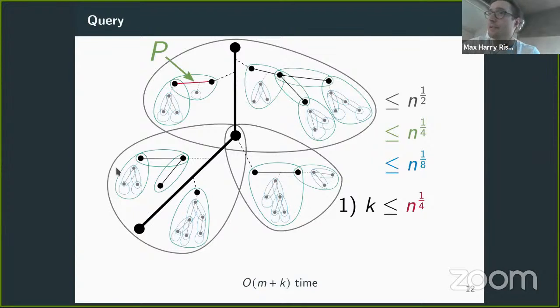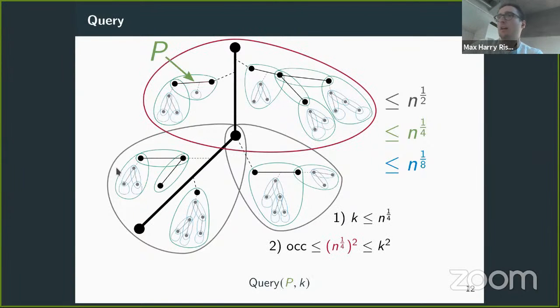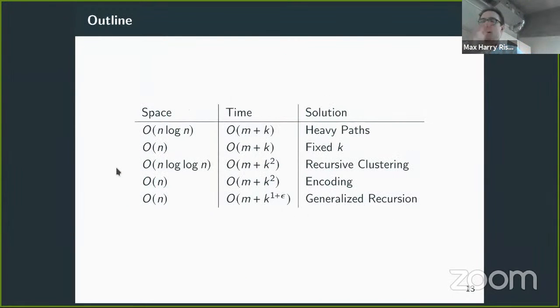However, k could also be larger, in which case we don't have enough line segments stored for the spine. But now we're in the case where we're actually hanging off a subtree of the cluster on the recursion level right above us. So there can't be that many occurrences of P in total. Specifically, there's going to be less than k squared. So even if we find, as before, all the occurrences of P and construct all the consecutive occurrences and select the k smallest ones, this doesn't end up taking any more than O of m plus k time. And that's the gist of our solution.